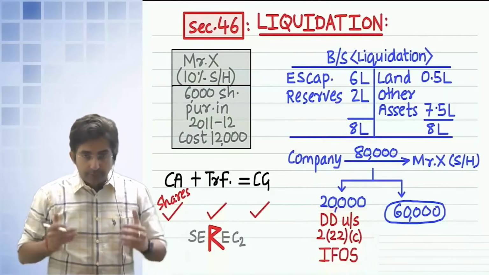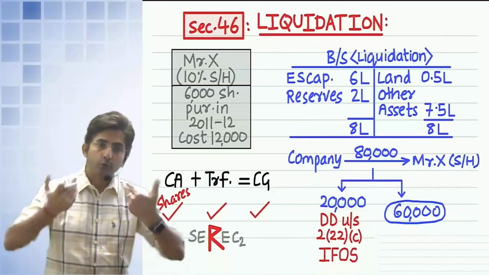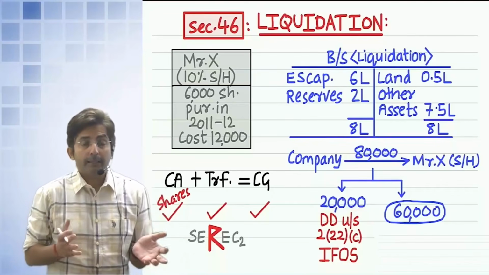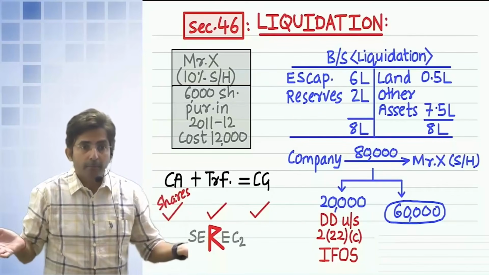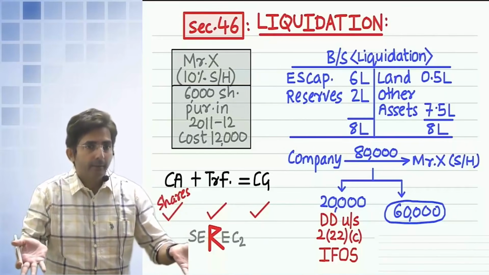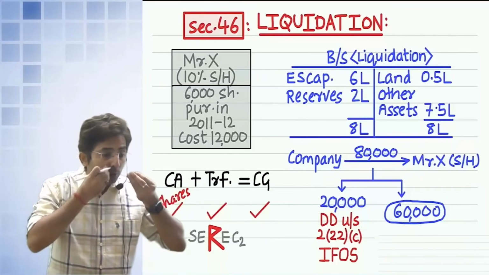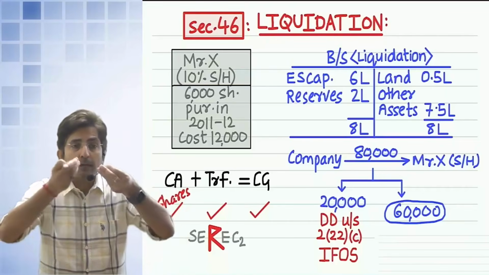You know why it is called deemed dividend? Deemed means assumed to be dividend. And why does it have to be assumed? Because officially there is no announcement of dividend, because the company is being liquidated. But see, the law says whether you announce it like a dividend or you don't announce it.